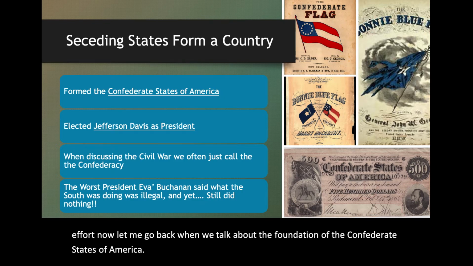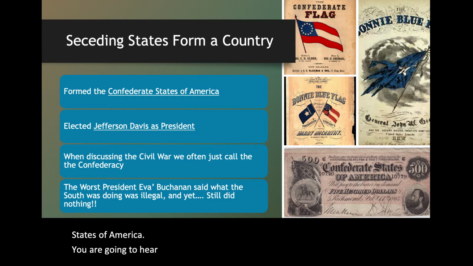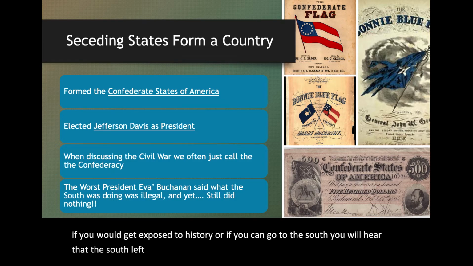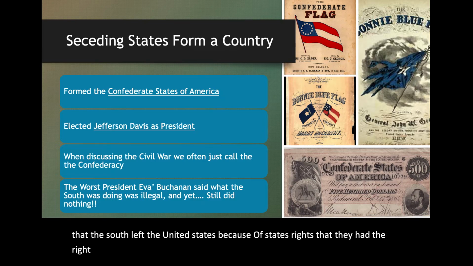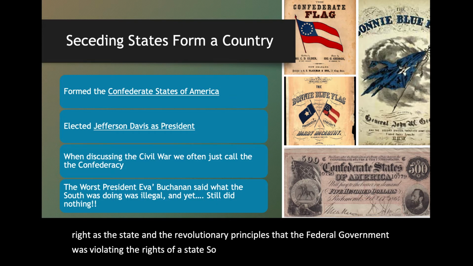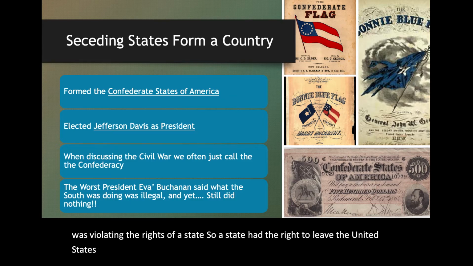Now, let me go back to when we talk about the foundation of the Confederate States of America. You're going to hear the argument out there. If you study history long enough, or get exposed to history, or even go to the South, you will hear that the South left the United States because of states' rights, that they had the right, as a state, and under the revolutionary principles, since the federal government was violating the rights of a state, to leave the United States and secede and create its own country or form a new confederation.